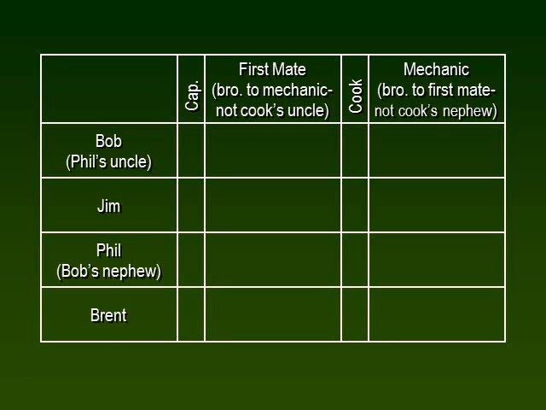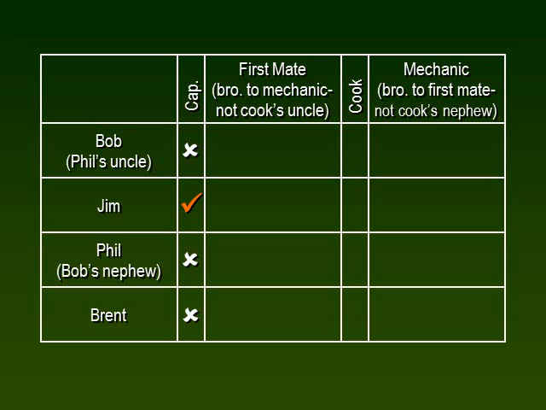So I can start off with just rereading. It says, the mechanic is the first mate's younger brother. That's where I got that. The captain has no relatives on the crew, but Brent does. That sentence right there, I'm going to start with, if the captain has no relatives and Brent has a relative, that means Brent is not the captain. It also means Phil and Bob are not the captain because they have relatives on the ship. That only leaves Jim as the captain.